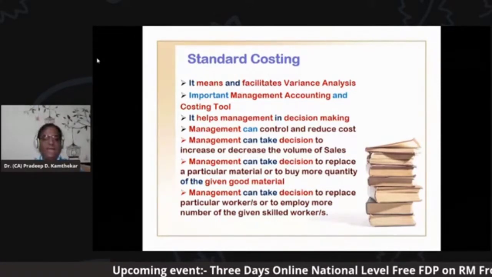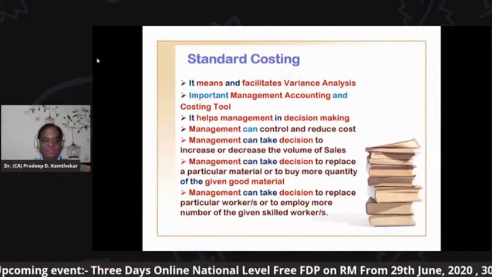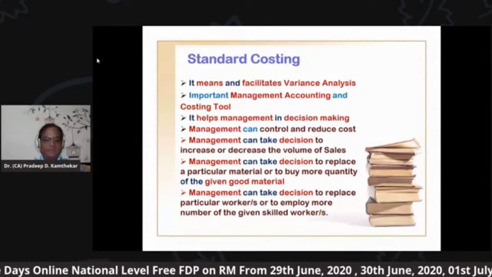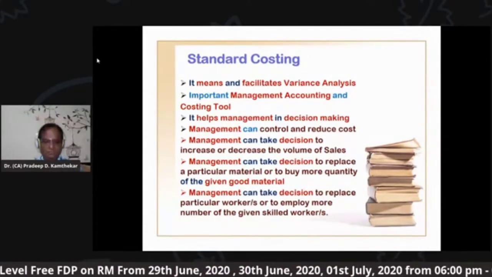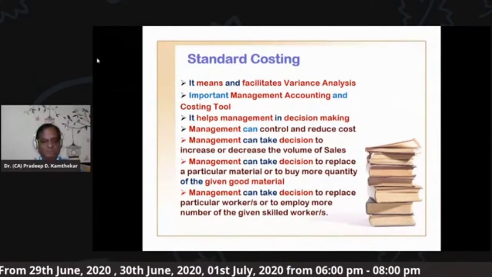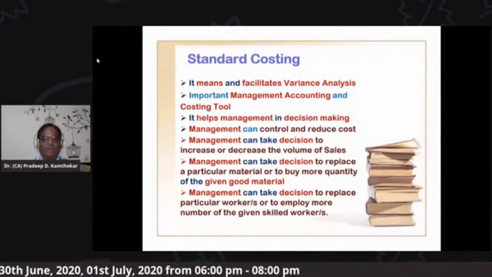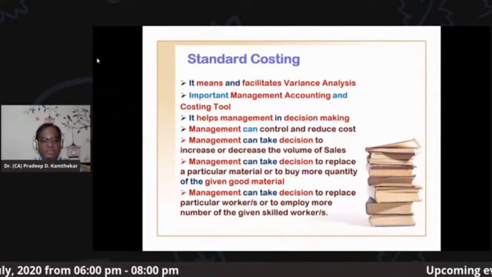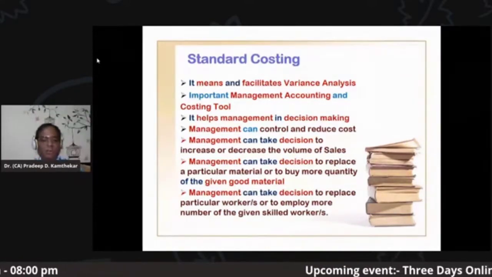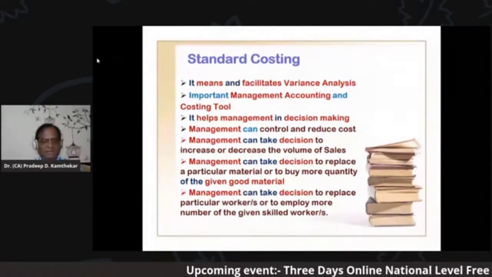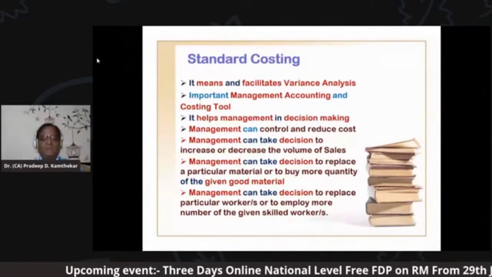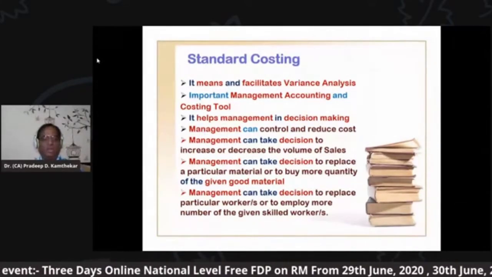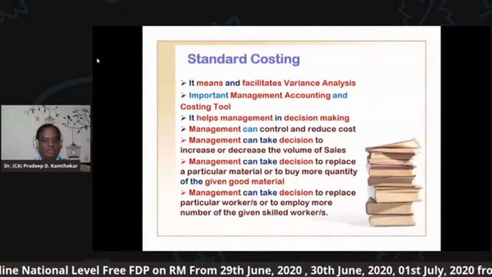What do we mean by analyzing the difference? Difference between the two means either we have saved the cost or we have incurred more cost. So from that point of view, standard costing is a very important tool in the hands of the management. It helps the management in controlling the cost and then reducing the cost.